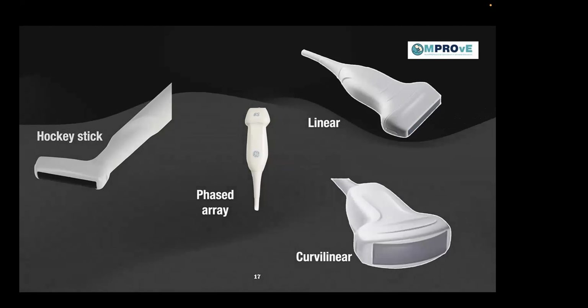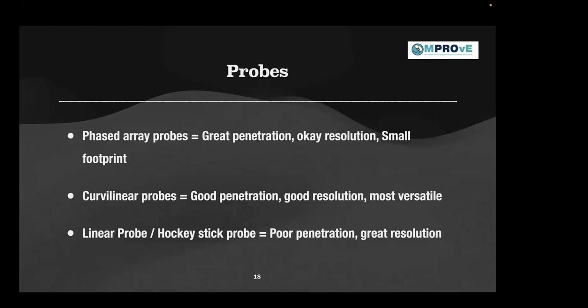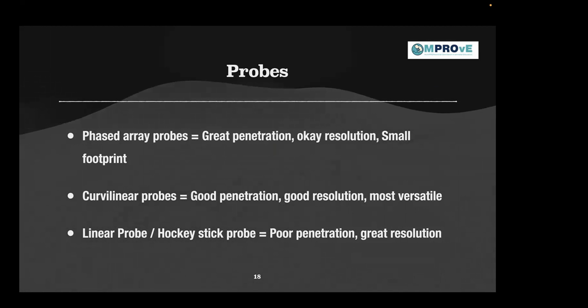Curvilinear is my favorite one. It's the most versatile one. You can look at anything or everything in the body, including the lung. We just have to be mindful of the limitation of it. But it's a great probe to have. If you don't have anything else, curvilinear will do the job.